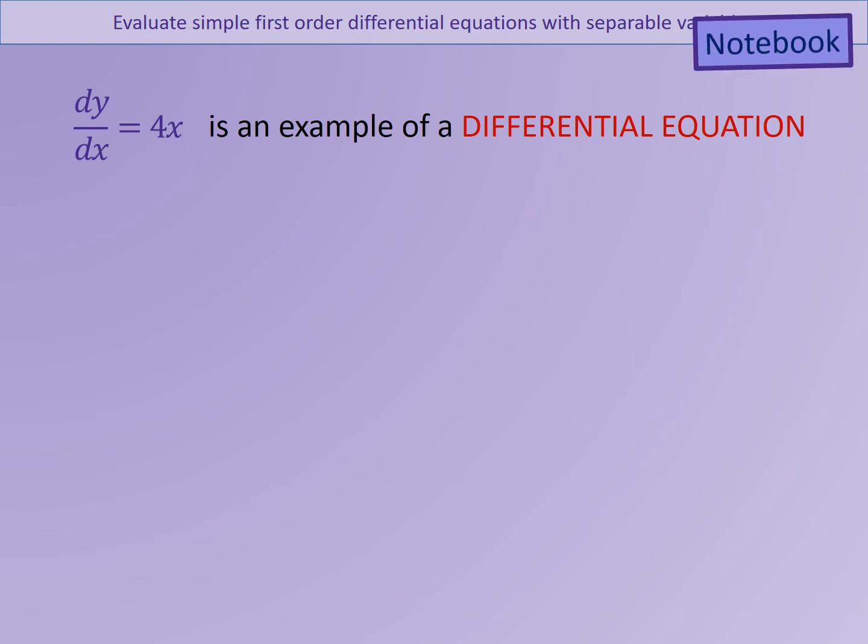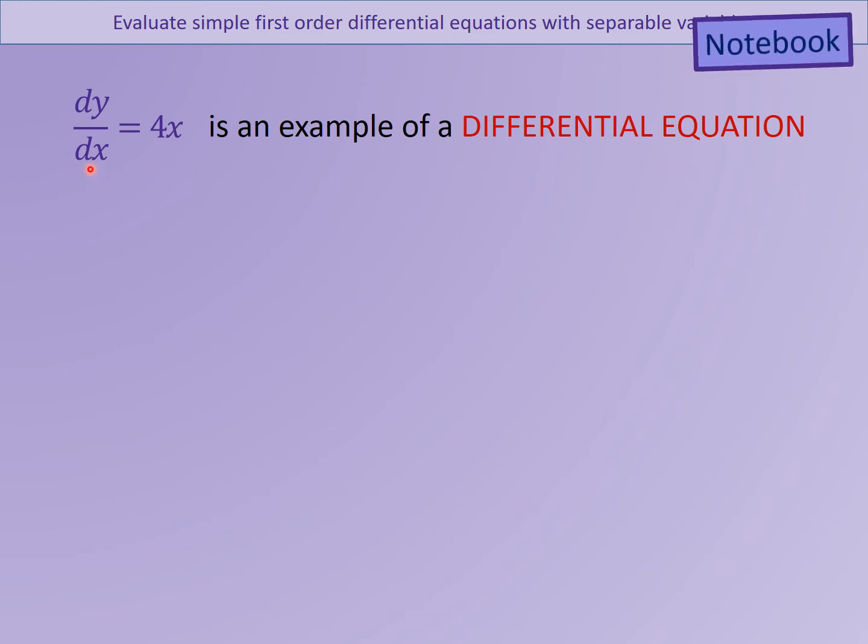A2 Maths, differential equations. Alright, so you've seen things like this before, dy over dx equals 4x, or anything with dy over dx in. What they're called is differential equations. You might have always referred to them as the gradient function or differentiation, but the actual technical name for something that's got a rate of change part in it, a dy over dx in this case, a change in y over change in x, is called a differential equation.